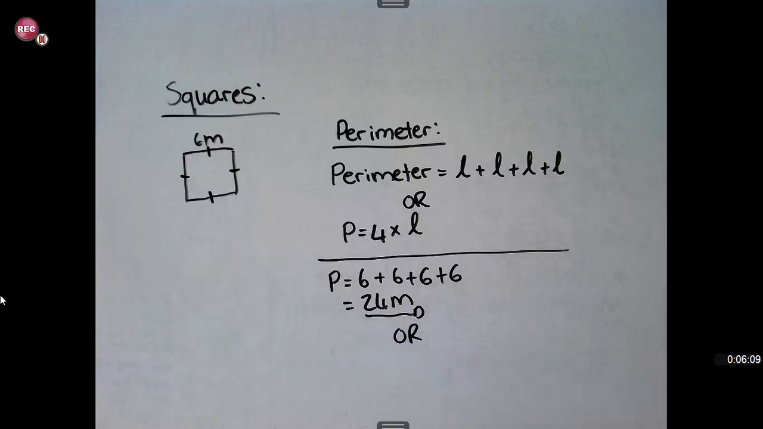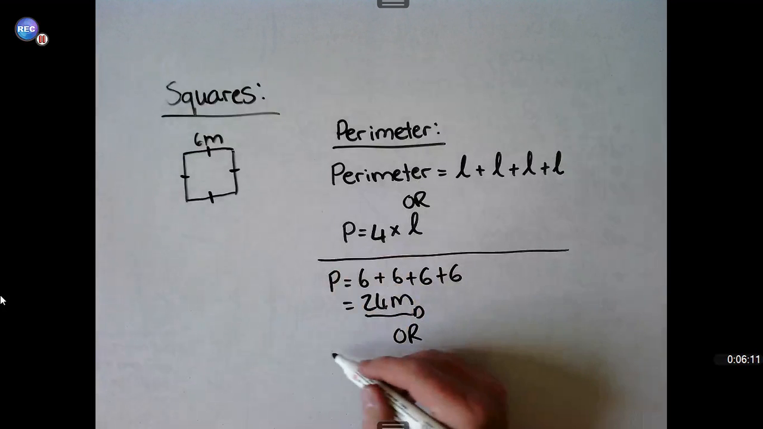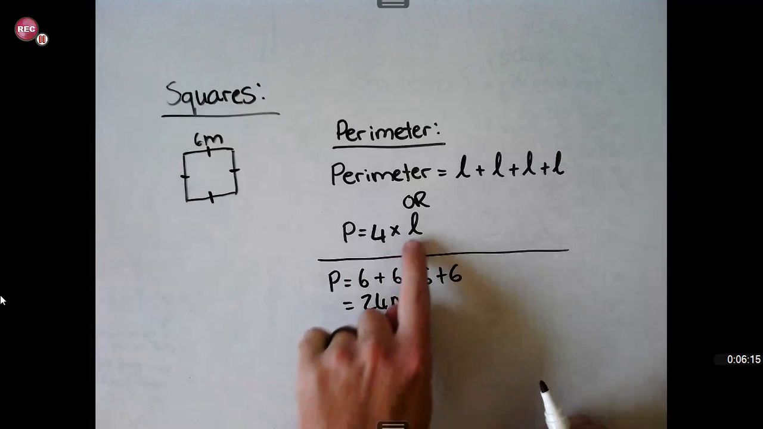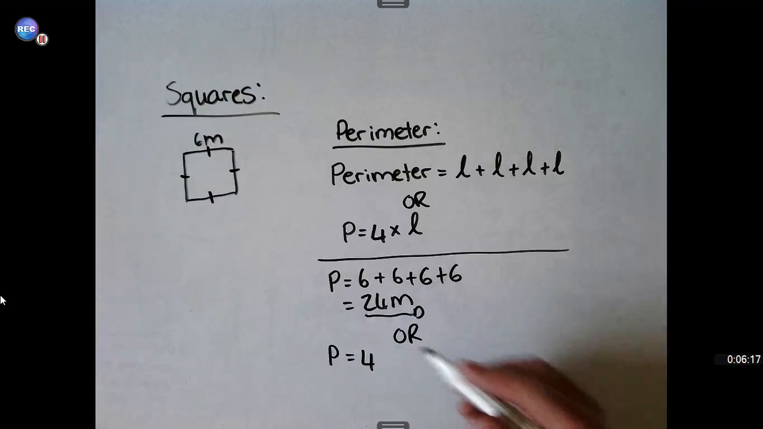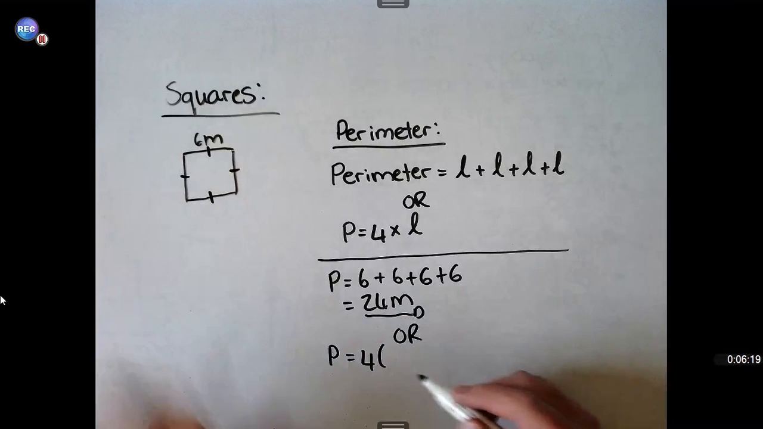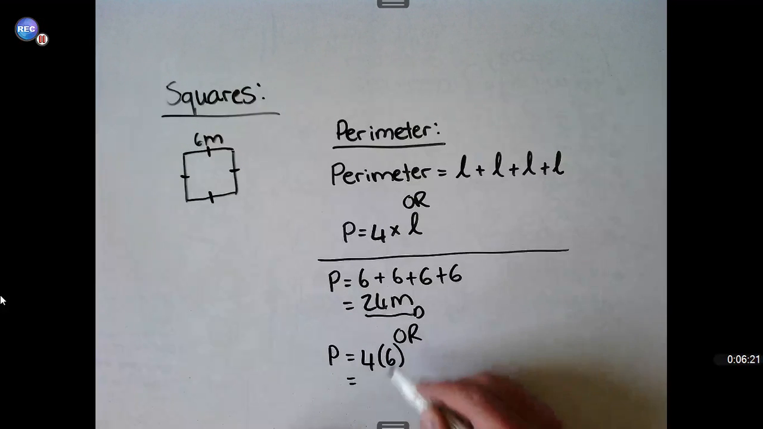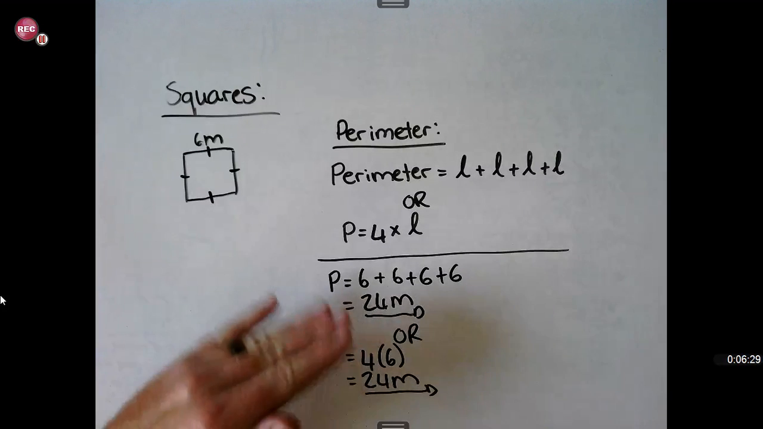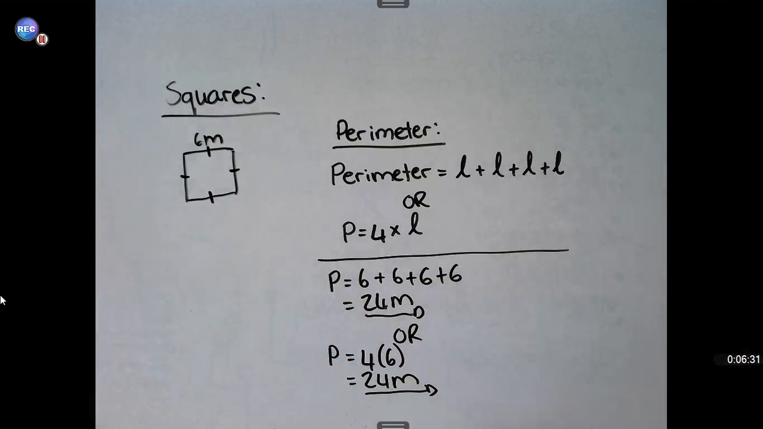Or you could use the other one where you say perimeter is equal to 4, and in the variable position we open a bracket and we say times 6. 4 times 6 gives me 24, and that would be meters. Okay, so any of the two formulas would work in this regard.